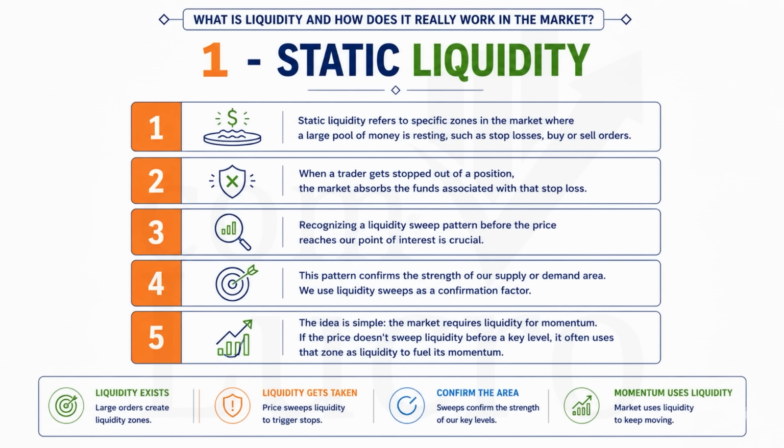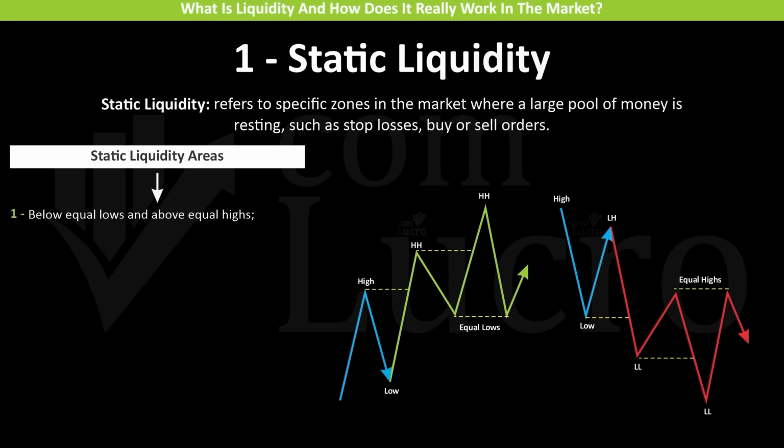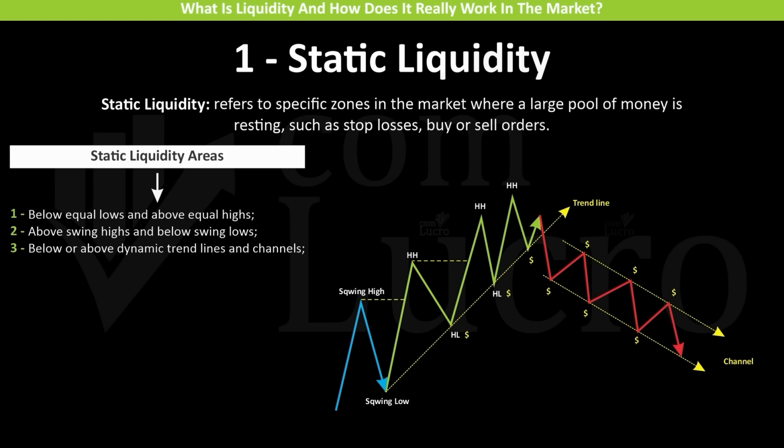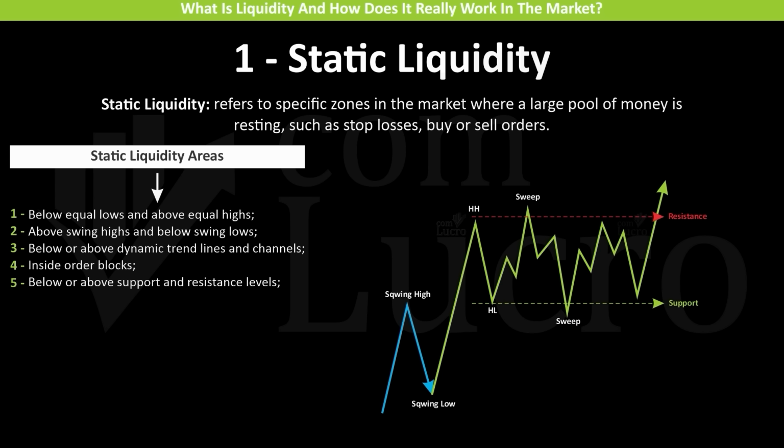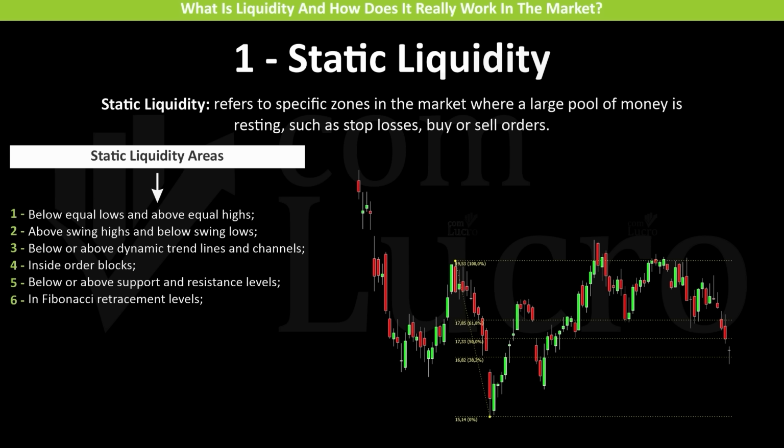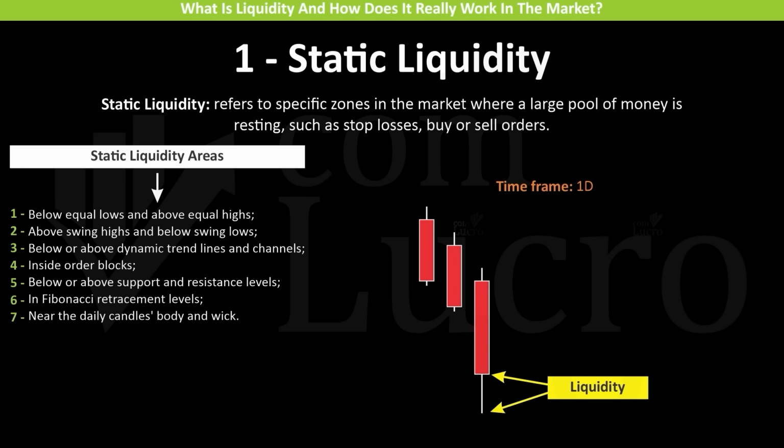Static liquidity can be identified in various areas on the chart, such as below equal lows and above equal highs, above swing highs and below swing lows, around trend lines and channels, and within other important reference areas where traders tend to place their orders. These also include commonly observed zones, such as support and resistance, Fibonacci levels, and key regions within a candle structure. What matters is not the tool itself, but the fact that many traders are making decisions around those same levels.